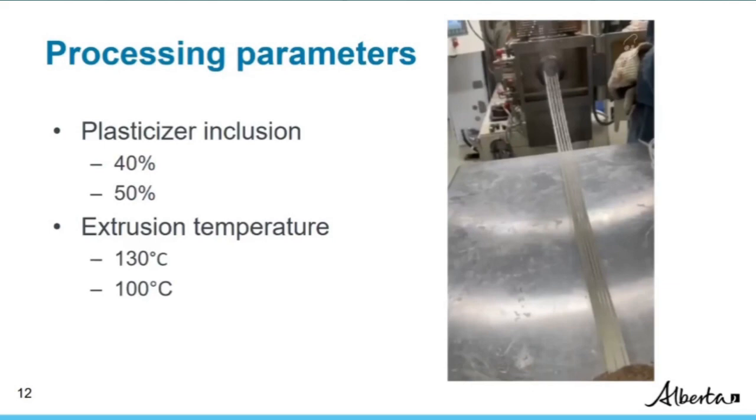Another big factor is the extrusion temperature processing parameter. If the temperature is too low, the gelatinization doesn't even happen. If it's too high, it might degrade. So we tried testing 100 degrees C and 130 degrees C.